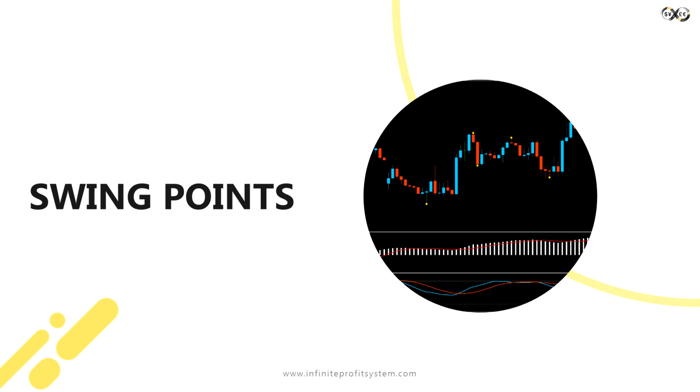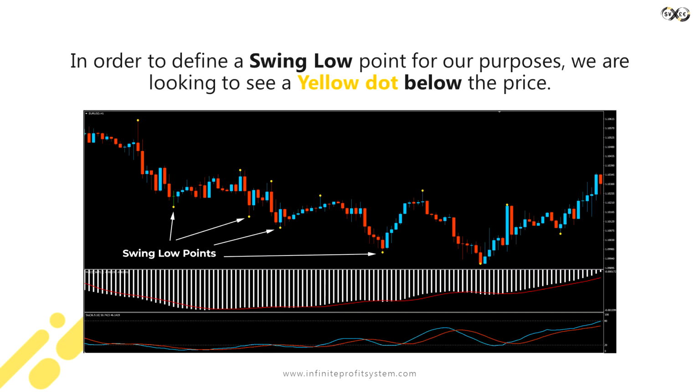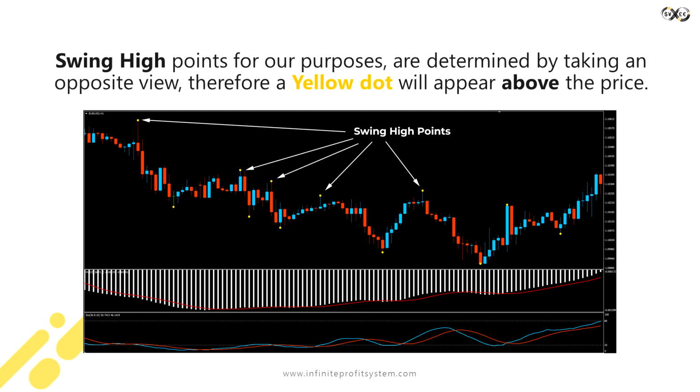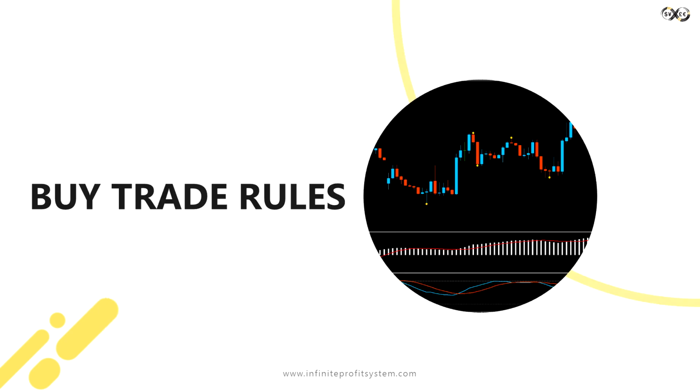Let's have a look at swing points. In order to define a swing low point for our purposes, we are looking to see a yellow dot below the price, as you'll see on the image. This is in the custom indicator. There's no need to code or look for them. They appear on your chart as yellow dots. Swing high points for our purposes are determined by taking an opposite view. Therefore, a yellow dot will appear above the price, as in the image.